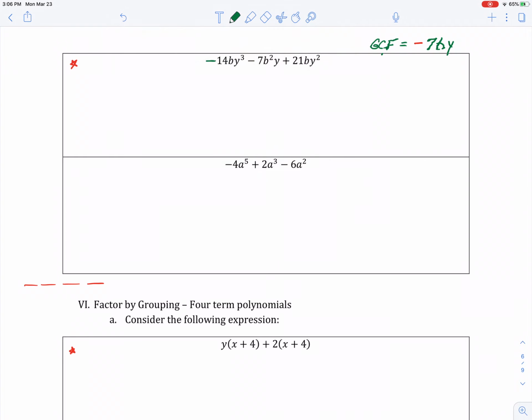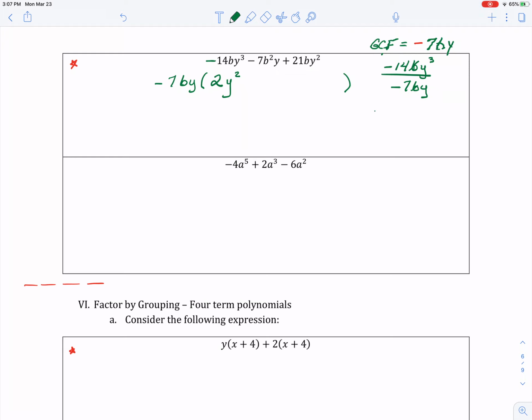I want you to see how that affects the terms inside the parentheses. So when you take this first term, negative 14b y to the third, and you divide it by a negative 7by, you can see that negative divided by negative is going to give you positive. In this case, the number is 2, 14 divided by 7. The b's cancel out, and y to the third divided by y to the first is y to the second.